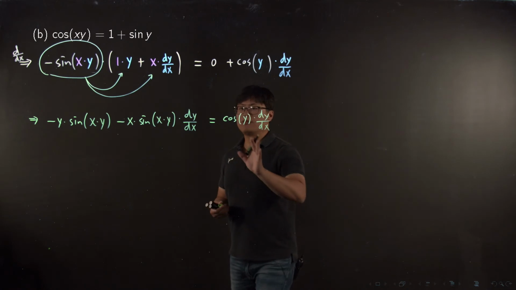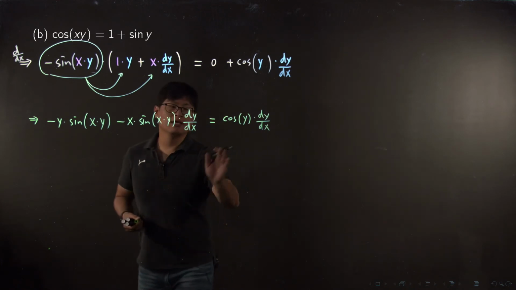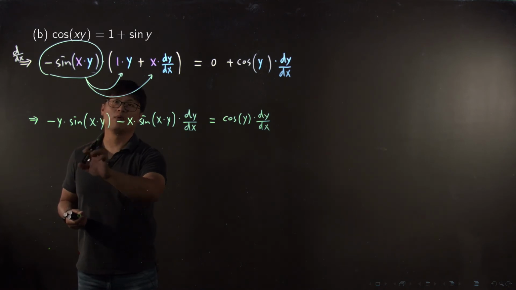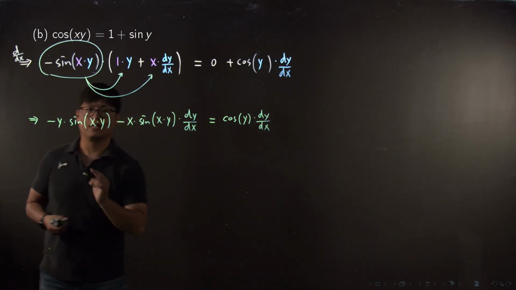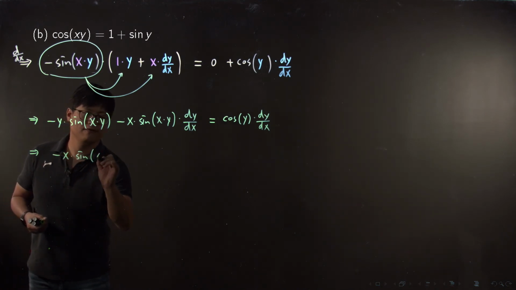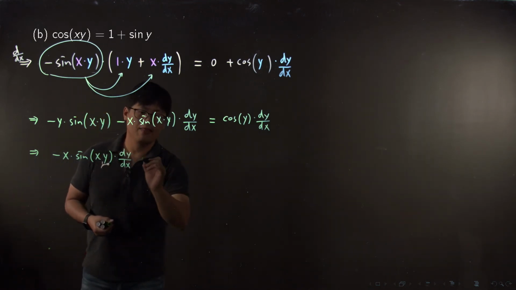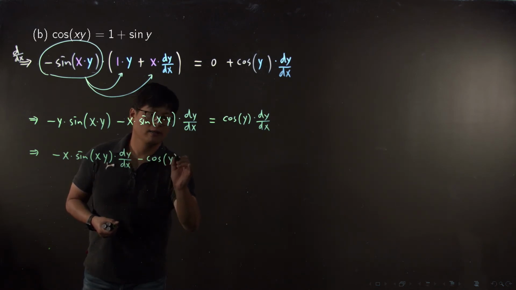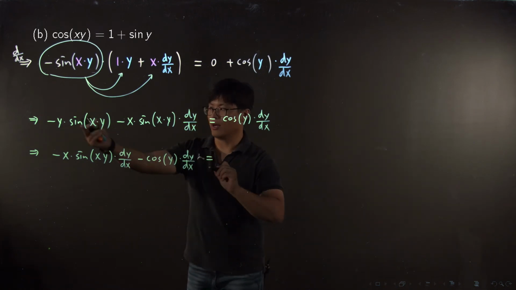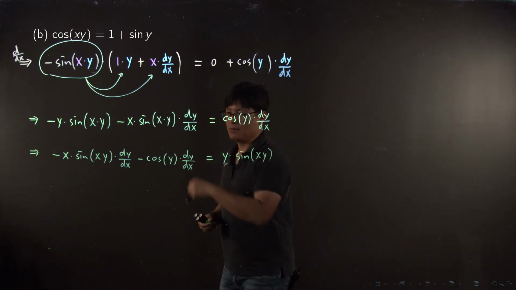Every single term which is concerned with dy dx will be on the left-hand side, otherwise it moves to the right-hand side. So we're going to move this one to the left-hand side, and this one, minus y sine of x times y, will be moved to the right-hand side. Here we go. And minus x times sine of xy times dy dx was on the left-hand side. And minus cosine y dy dx, this came from the right-hand side. And then, what else? This one, y sine of xy, came from your left-hand side.